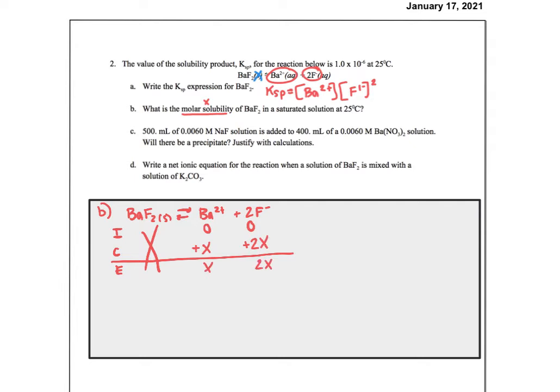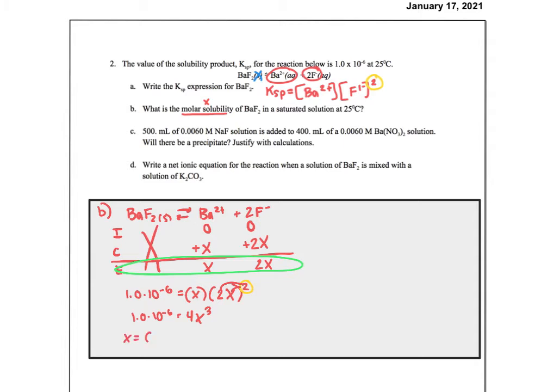They told me that KSP is 1.0 times 10 to the negative 6, and now we're just going to plug in that equilibrium line. So I'm going to take X times 2X, and don't forget that this guy was squared, so we got to square that here. So then I get 1.0 times 10 to the negative 6 equals 4X cubed. Don't forget that 2 applies to the 2 and the X, so that's really 4X squared times X, so 4X cubed. And I'm going to solve for X.